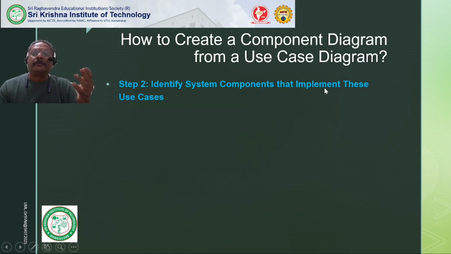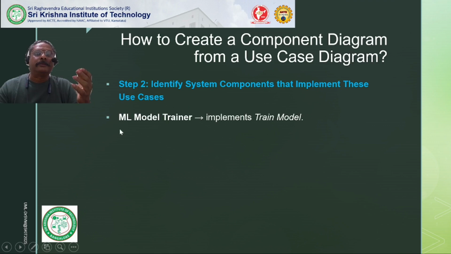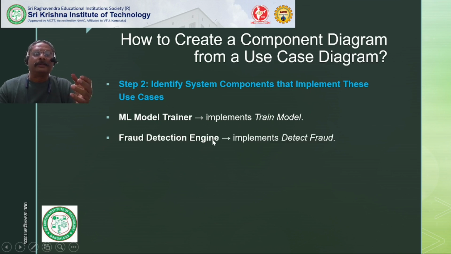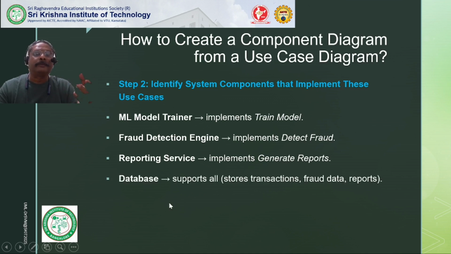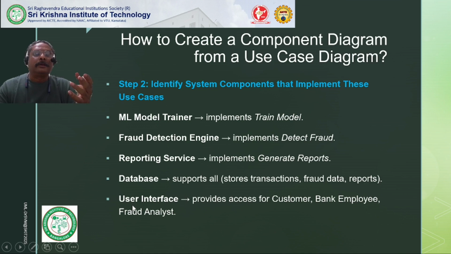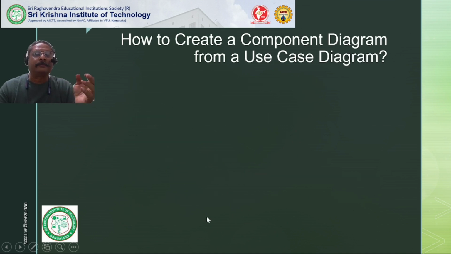Identify the system components that implement these use cases. The ML model trainer is one component that implements train model. The fraud detection engine is a component that implements detect fraud. The reporting service is one component that implements generate reports. The database is one component that supports all of them, storing the transactions, fraud data, reports, and so on. And the user interface is another component that provides access to our system for the customer, bank employee, and fraud analyst.